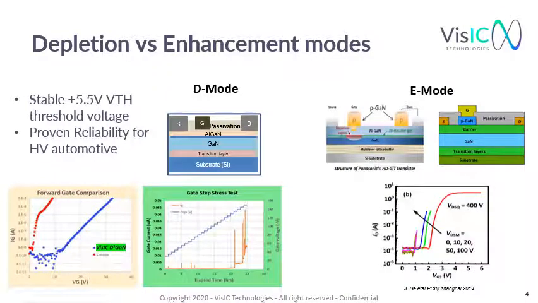VisIC has chosen the depletion mode gallium nitride technology due to its proven and reliable gate structure at high drain voltages. For several years now, D-mode gallium nitride has been qualified for automotive applications, surpassing the AEC Q101 tests at various vendors. Its main advantage is the robust gate structure, as can be seen in the graphs below.